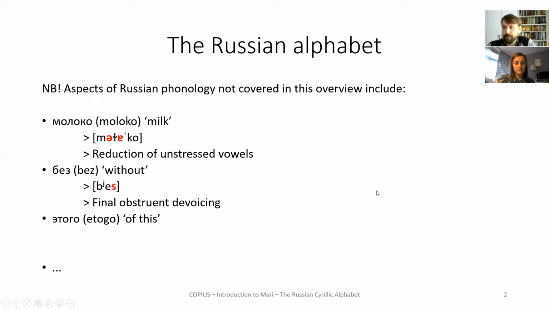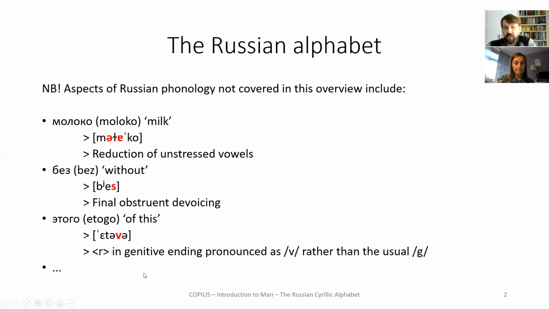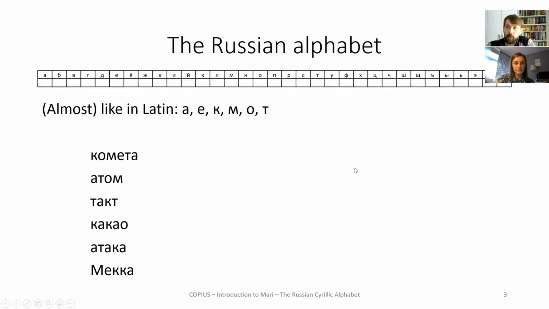Or the third word here, Этого. Here the letter which usually represents a g sound represents a v sound. This is just in the genitive ending in Russian, where this letter is pronounced as v. Something you have to accept when learning Russian, but this is very specifically a Russian thing, so we're not going to be delving into these things. We are, however, going to be learning all the letters of the Russian alphabet and learning some important mechanisms that do translate to other languages using the Cyrillic alphabet.